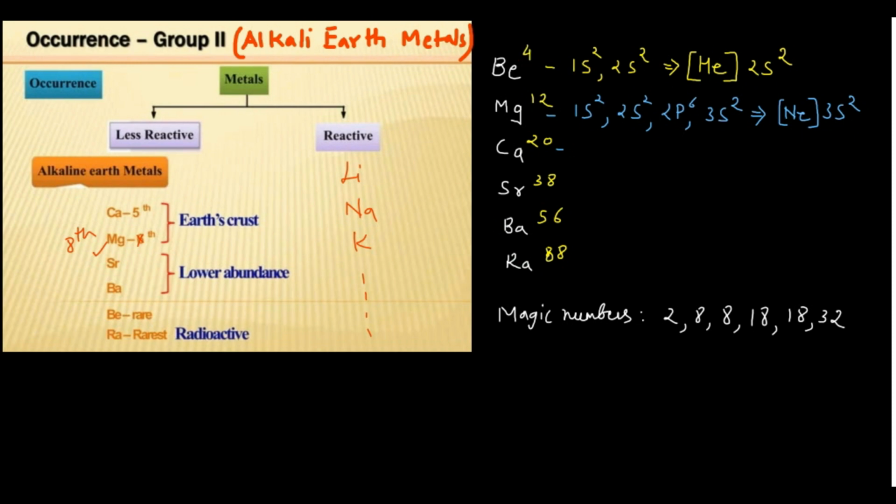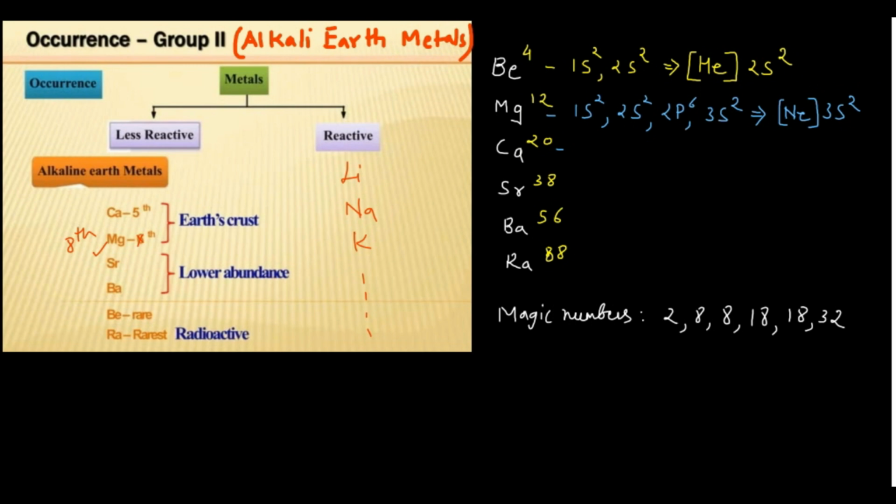This is the electronic configuration of beryllium, and you know this 1s2 is the electronic configuration of the noble gas helium. So instead of writing 1s2, I can write helium in the square bracket, which shows the electronic configuration of helium, and the remaining part is the 2s2, which I have written here. Similarly, if you go for the electronic configuration of magnesium, then you can write 1s2 2s2 2p6 and 3s2.